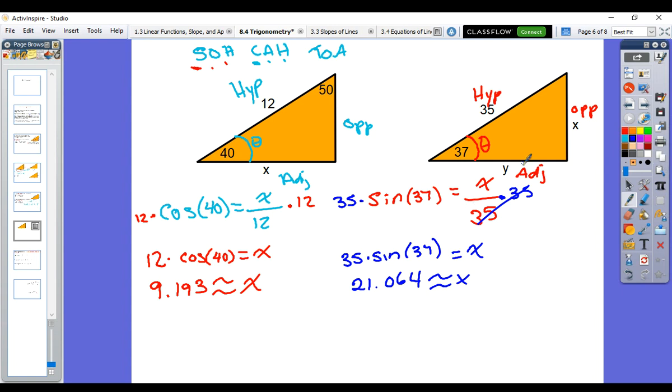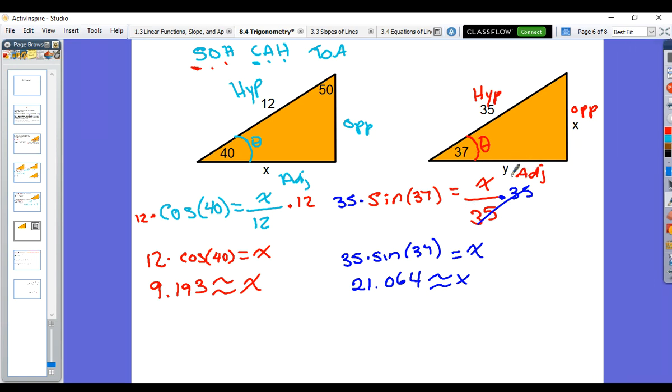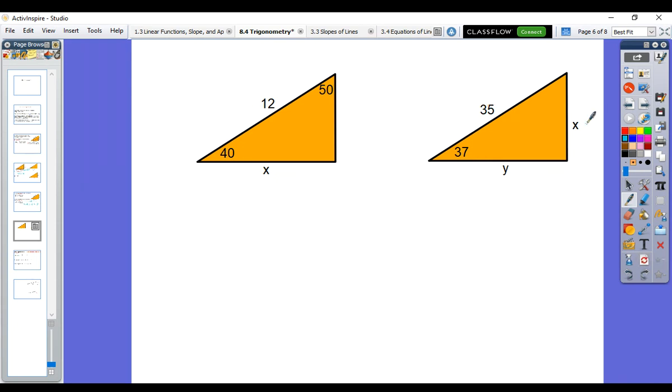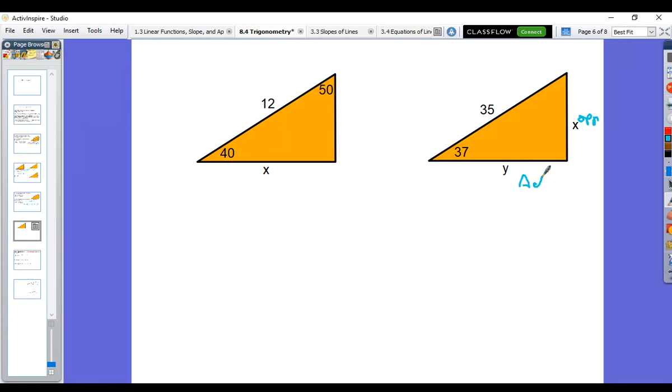Let's look at our y. Since y is the adjacent and we have the hypotenuse, we're going to use cosine, which uses adjacent and hypotenuse. Let me erase this stuff right here. Again, opposite, adjacent, hypotenuse. We're looking for the adjacent, and we have the hypotenuse. That is cosine. So cosine of our reference angle 37 equals our adjacent side, y, over our hypotenuse, 35.